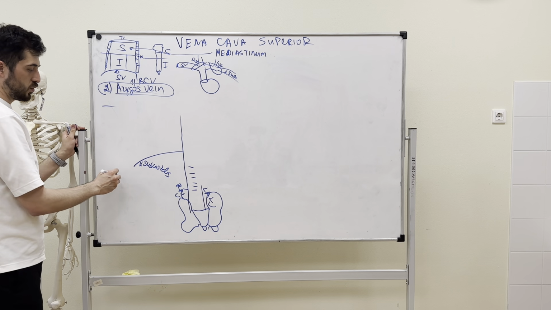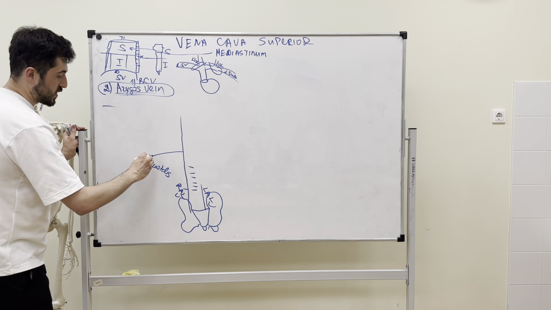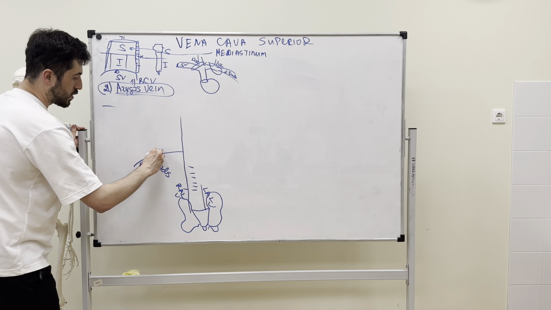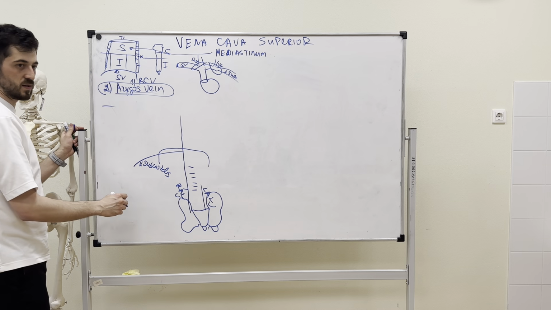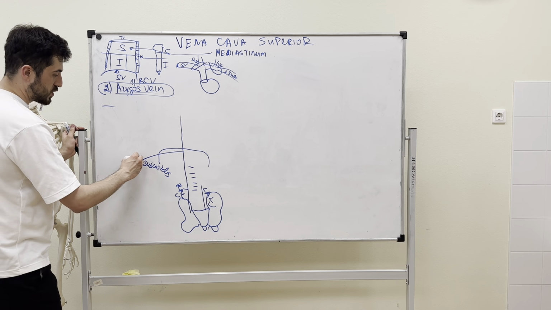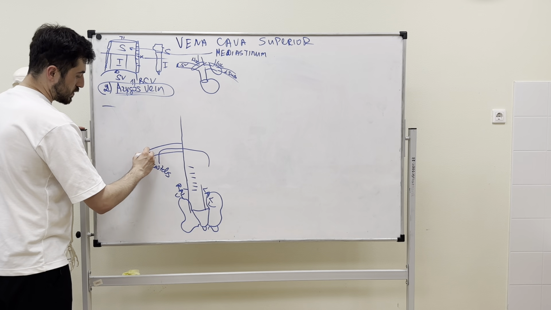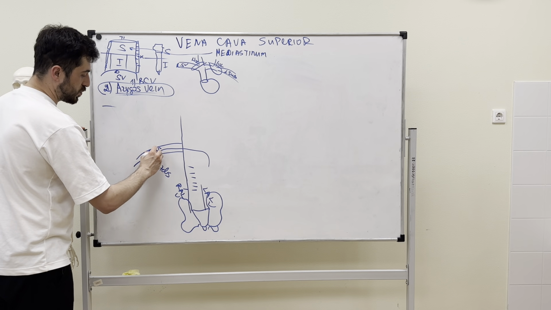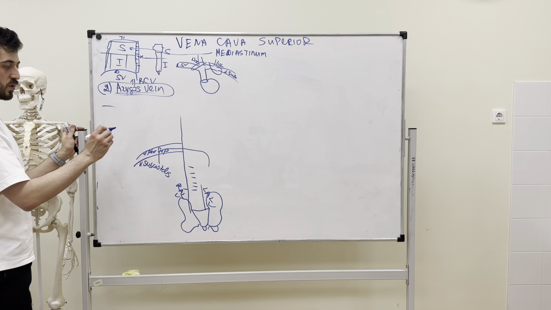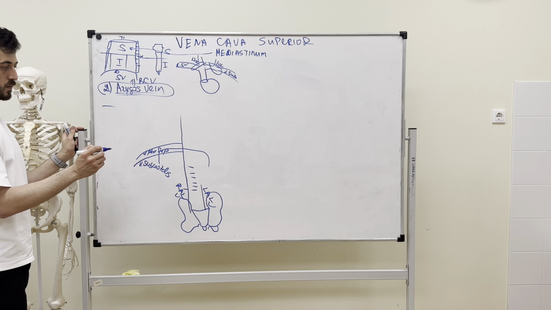Okay, the next one will be the superior phrenic. We should keep in mind that we cross what? We cross the diaphragm. Then it will be the superior vena phrenica superior. The next one will be a part of the pericardium.